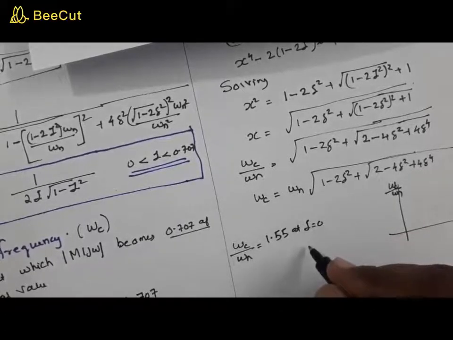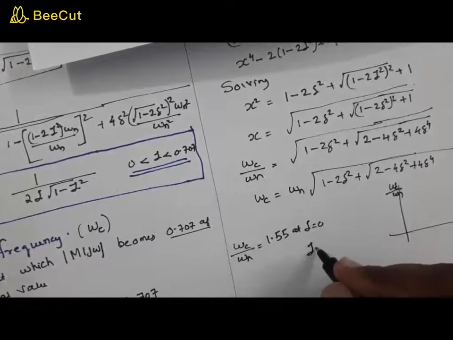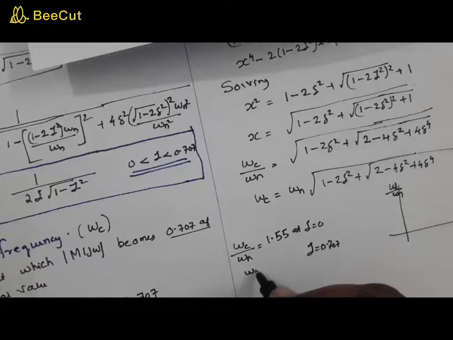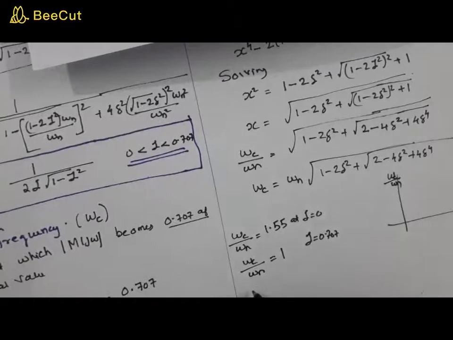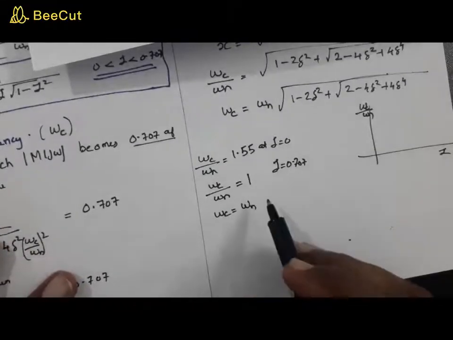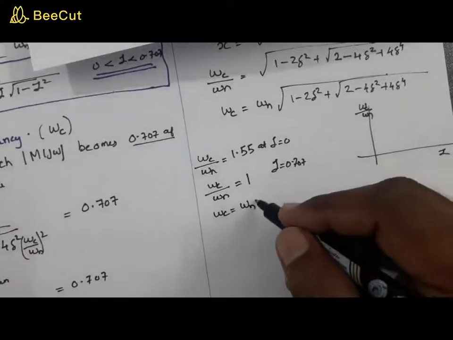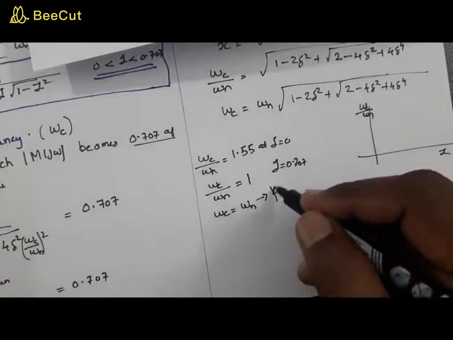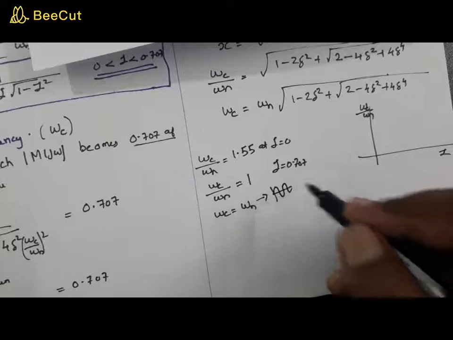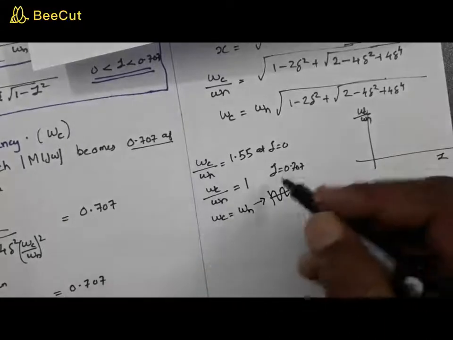Now what happens at zeta equal to 0.707? At 0.707, omega c by omega n is equal to 1, which is the point where omega c becomes equal to the natural frequency. Beyond that, it will be oscillating. Omega c equal to the natural frequency means that is the sustained oscillation. So this is the condition for zeta.